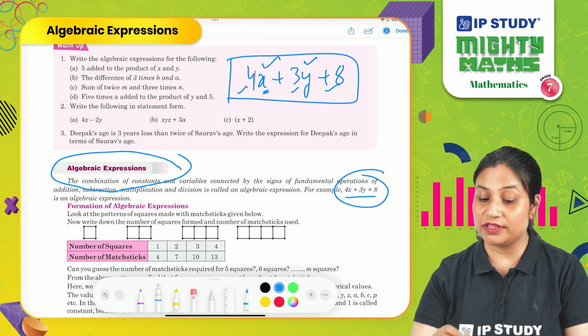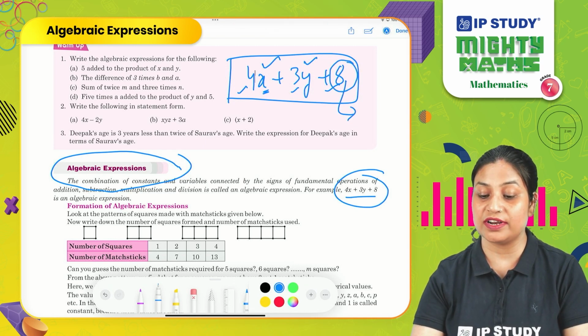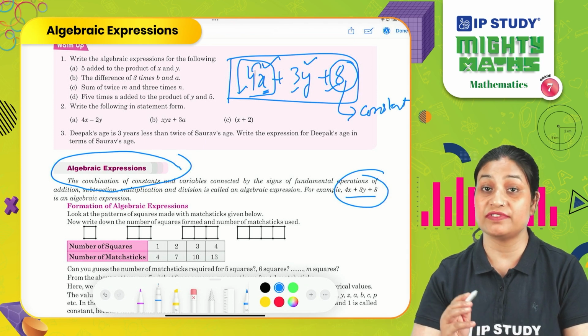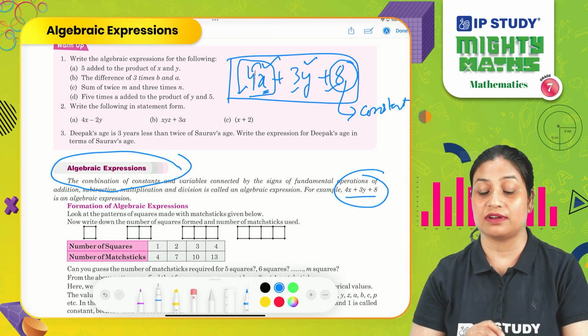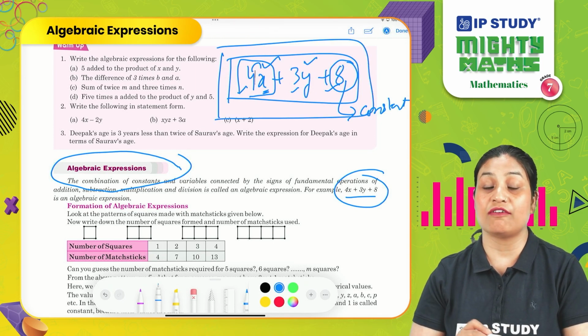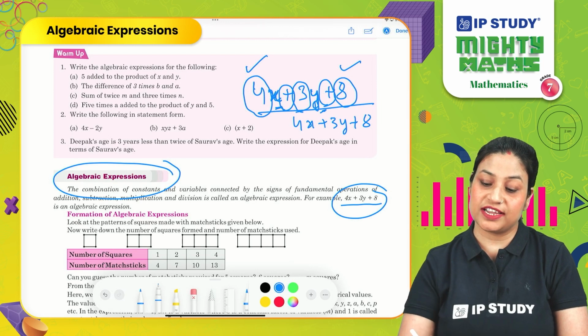Let me tell you one thing: since we don't have any variable with this number, we call it a constant, right? And if any number is there with which we are writing a variable, we call it the coefficient of this variable, which we are going to learn later in this chapter. So this is an example of an algebraic expression, right? Clear to you? Now let's move to the next topic.